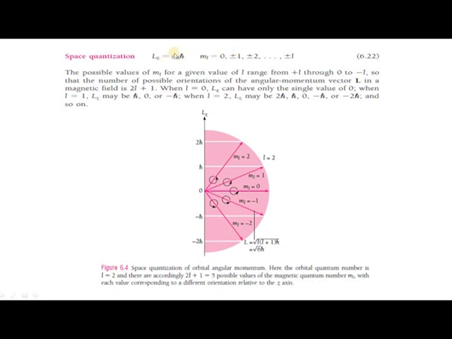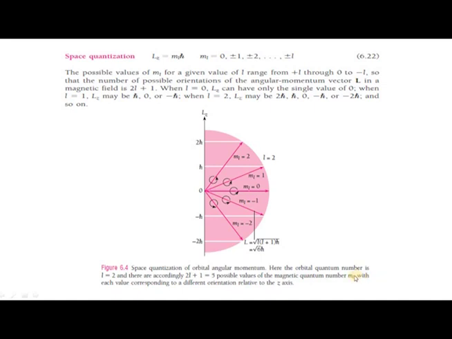ml can take 2l plus 1 values, that is 0, plus or minus 1, plus or minus 2 h cross. When l is equal to 2, Lz may have 2 h cross, h cross, 0, minus h cross or minus 2 h cross. This figure shows the space quantization of orbital angular momentum. Here the orbital quantum number is 2, and accordingly ml can take 2 into 2 plus 1, 5 possible values of the magnetic quantum number ml.